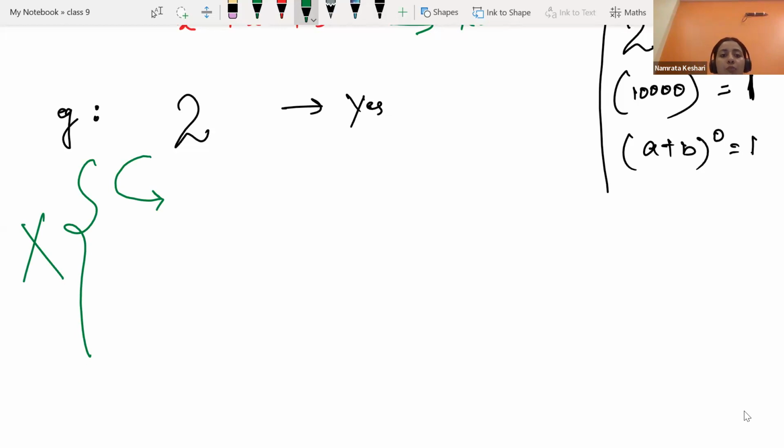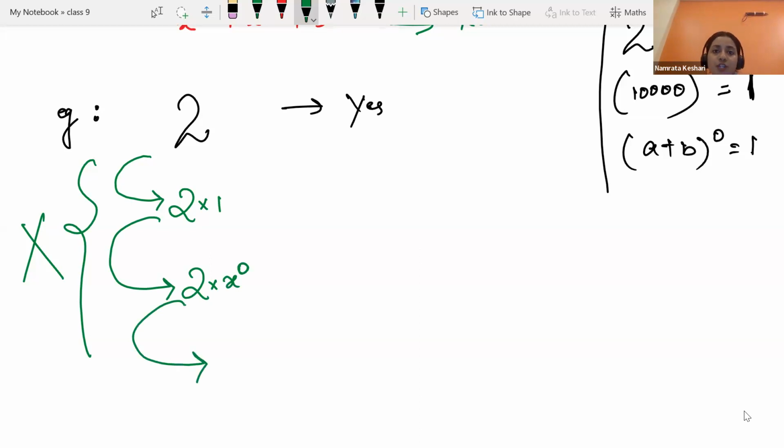You are saying that 2 can be written as 2 into 1. Yes or no? Yes, ma'am. Can we write 2 as 2 into 1? Okay, we are not changing anything. 2 into 1 and 2 are the same. And then this 2 into 1 can be written as 2 into x to the power 0, according to the rule we have discussed. Can we? Yes, ma'am. Okay, that means 2 into x to the power 0.